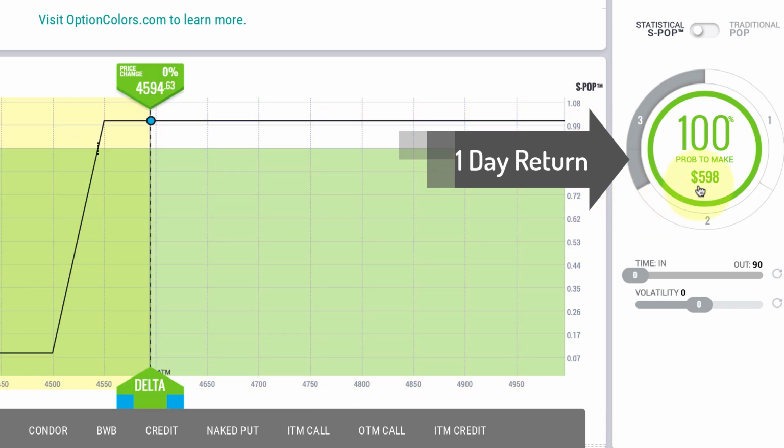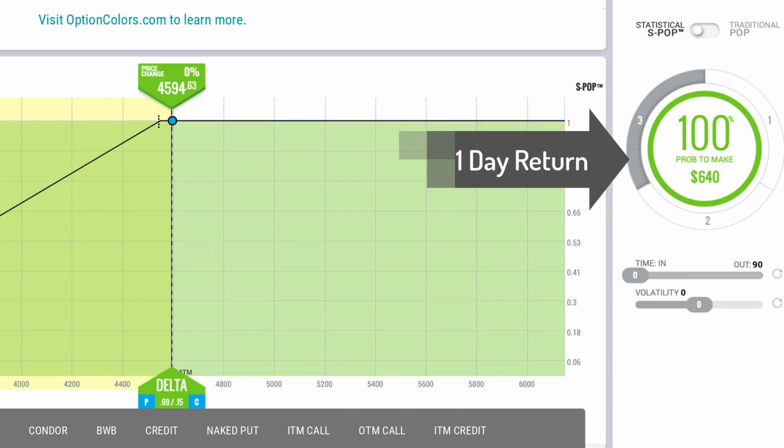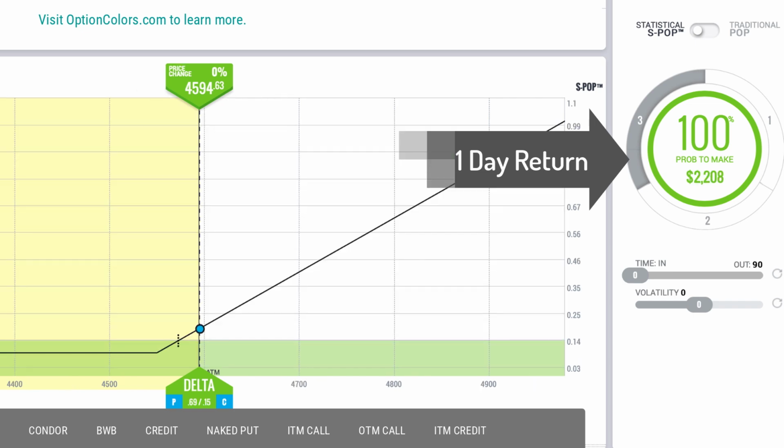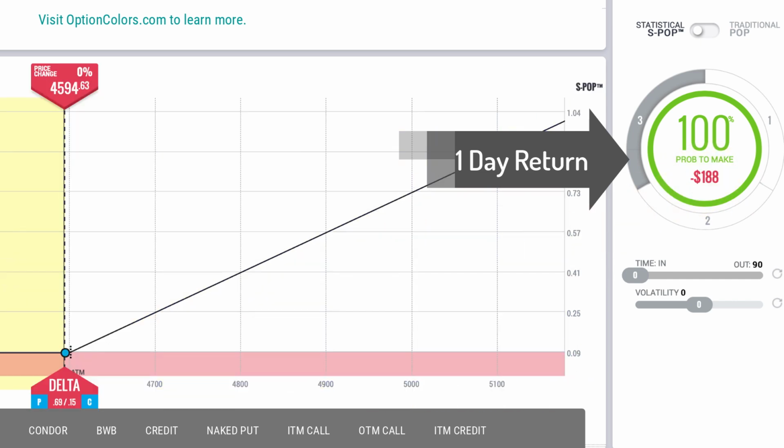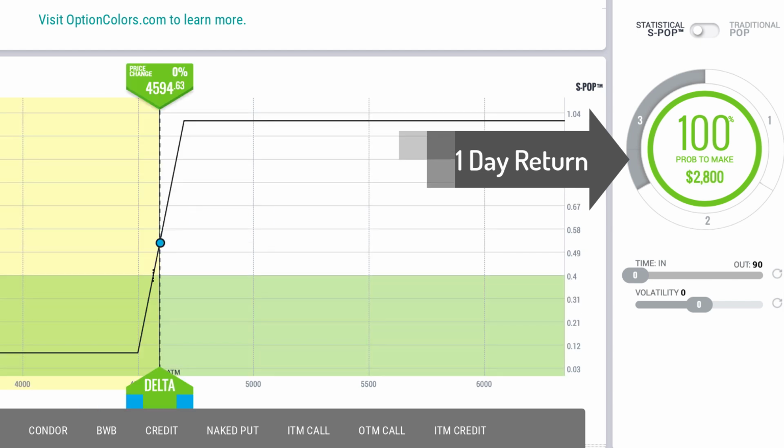This vertical credit spread profited. Naked put profited. The in the money call made its profit. The out of the money call lost, again, because this one needs that larger move. And then your in the money credit spread also profited 2,800 or 42%.